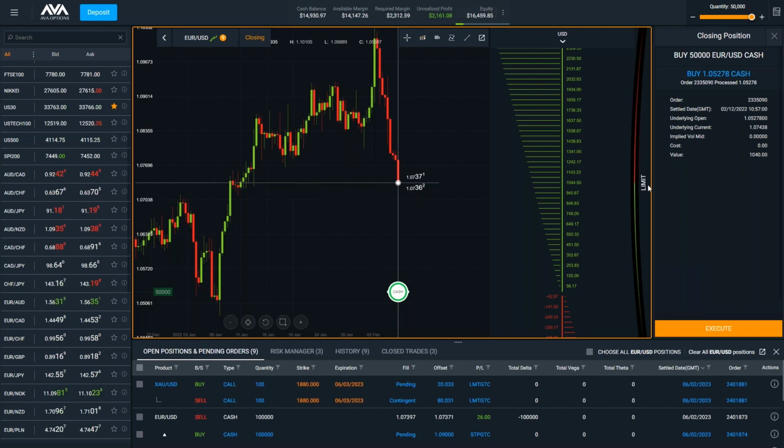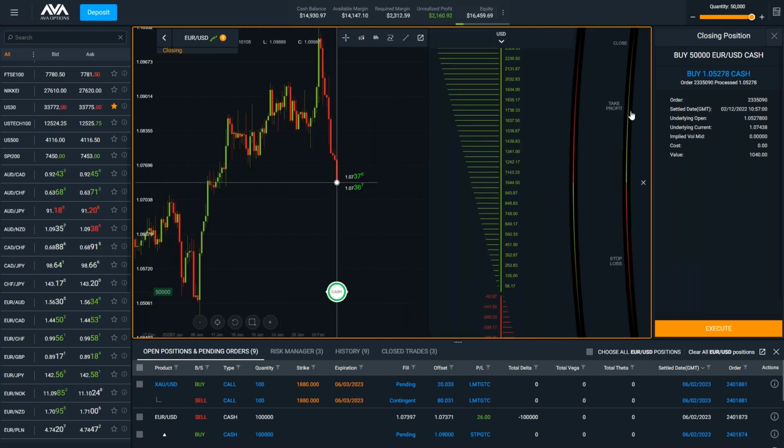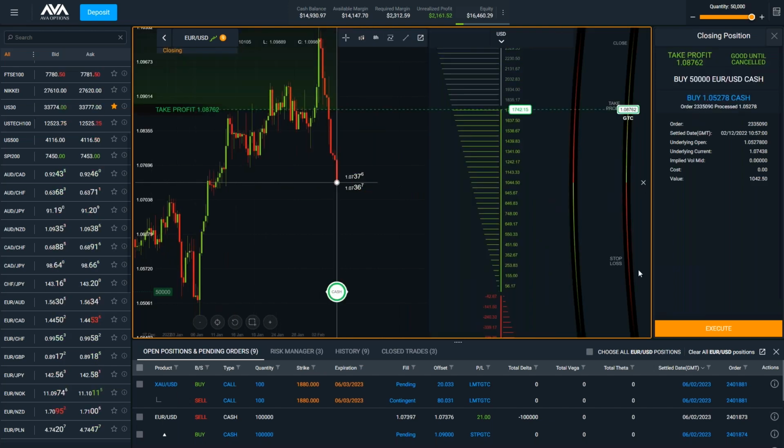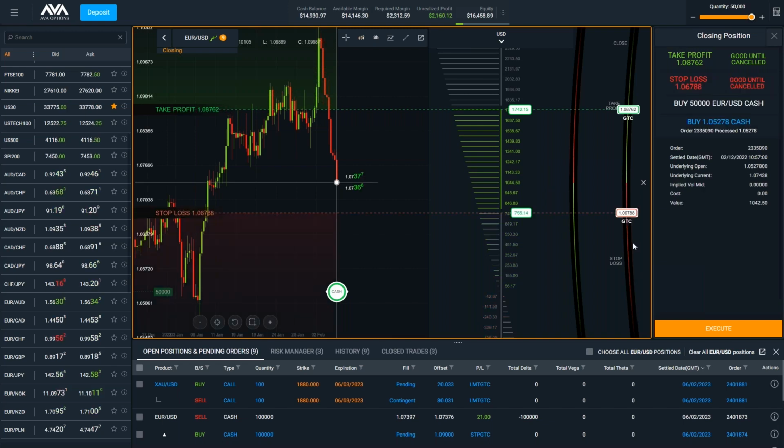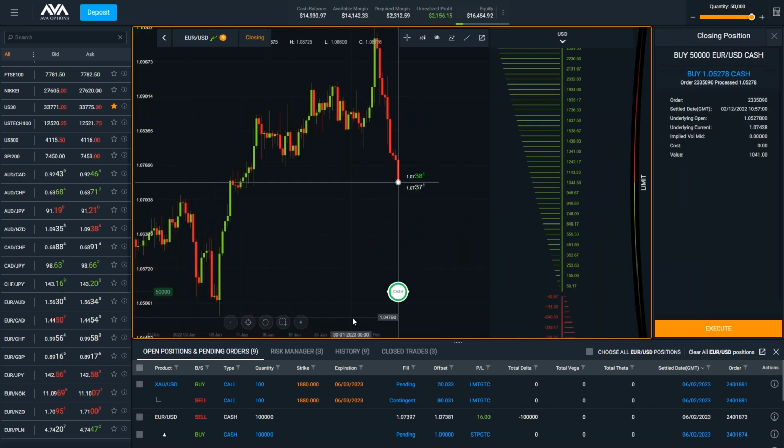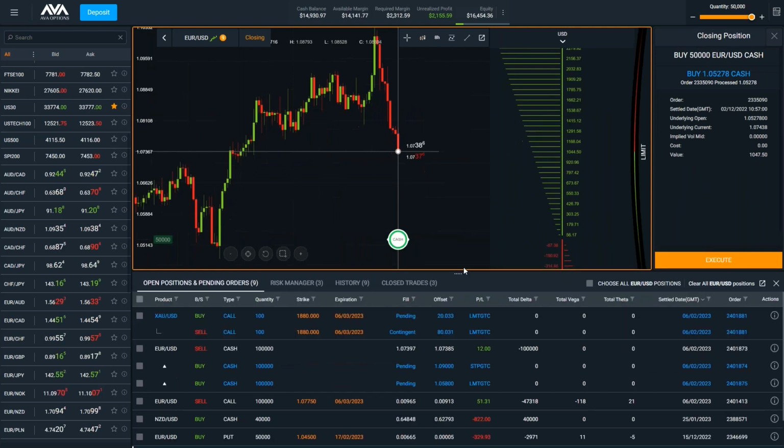And I can put in a take profit right now on that position. I can also put in a stop loss to try to lock in my profits like that. I can lock in my profits with a take profit and stop loss versus the current market. I can add that to my current position. But let me show you what I actually did.